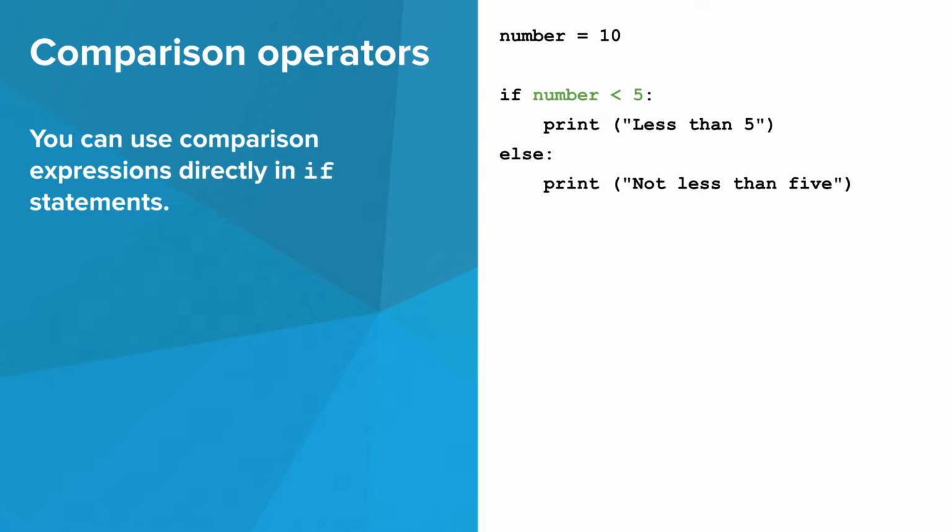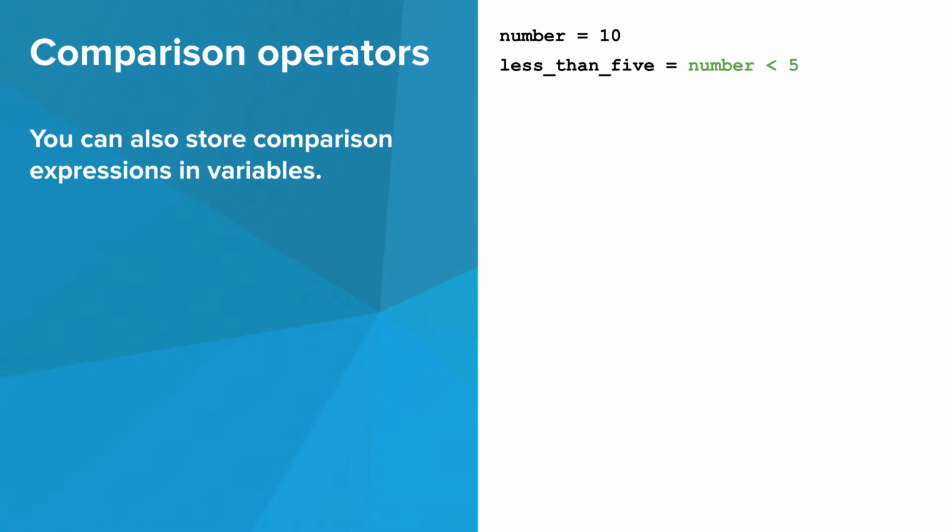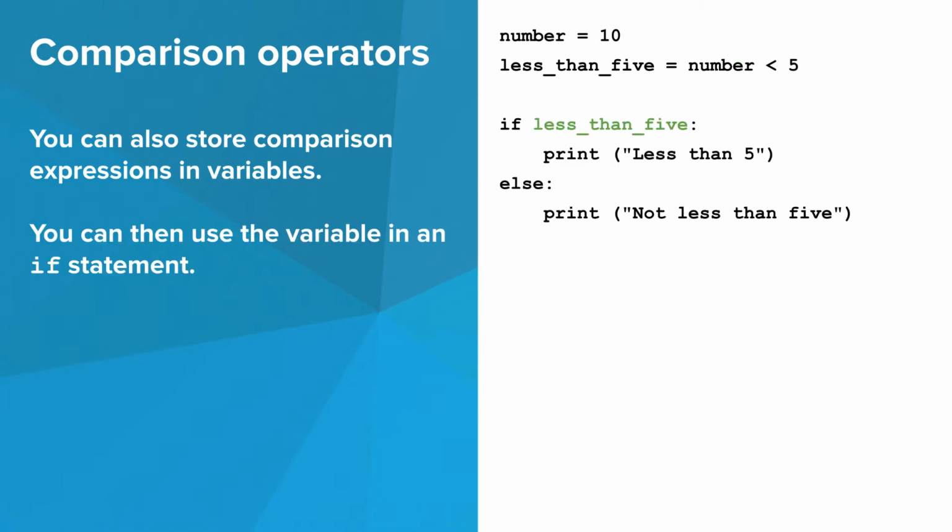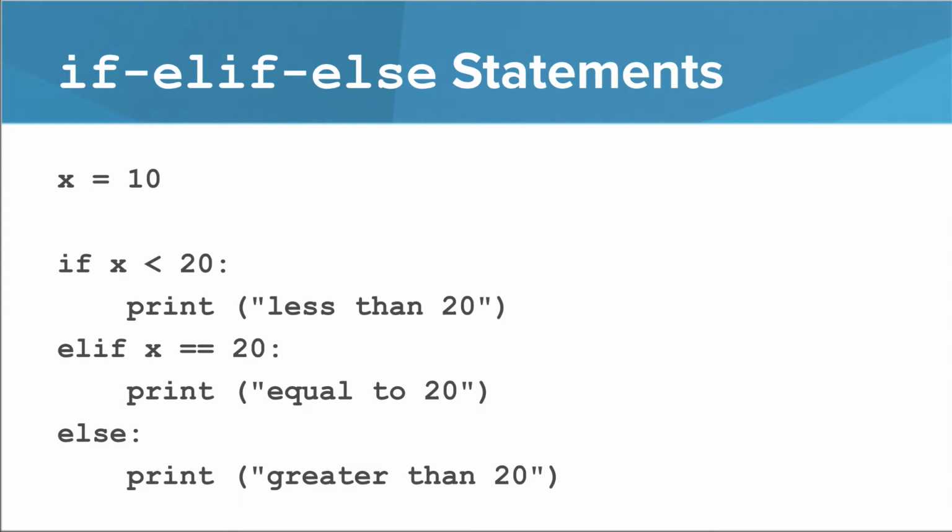In this case, the comparison evaluates to false, since 10 is not less than 5. So the else part of the statement is what runs. You can also store comparison expressions in variables. And then you can use the variable in an if statement. Alright, now let's look at this scary looking thing.